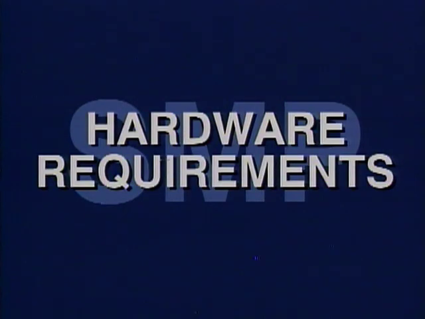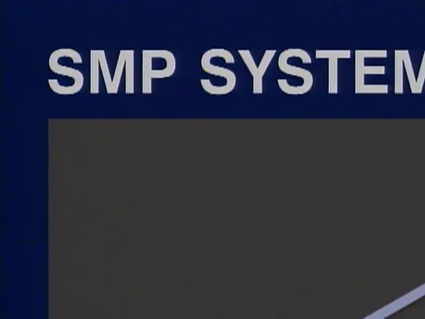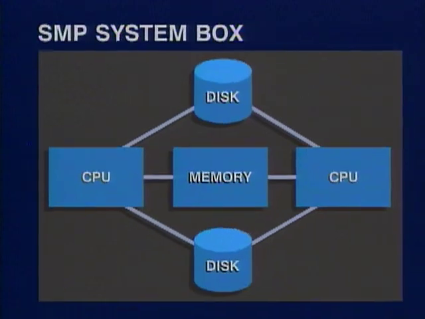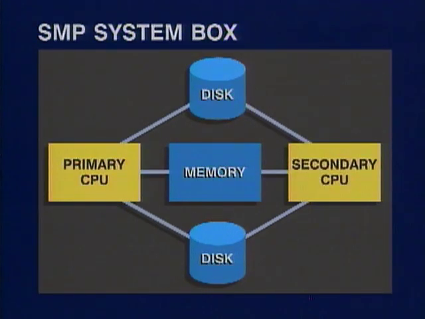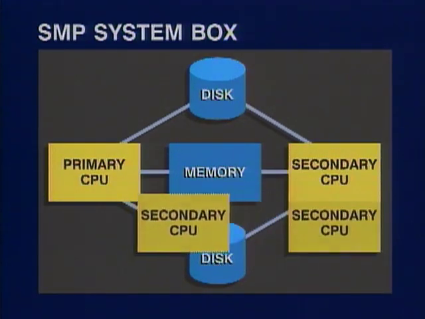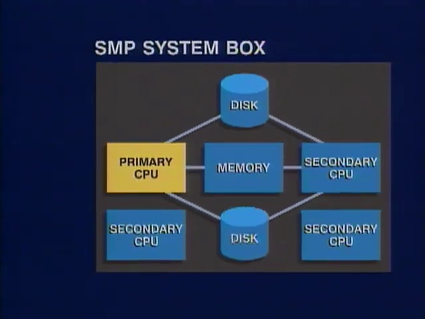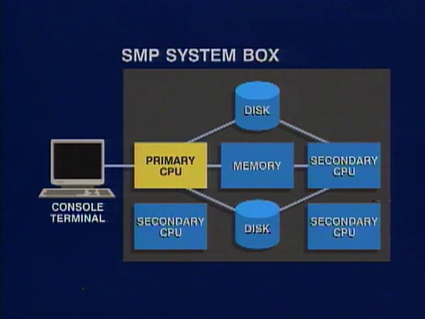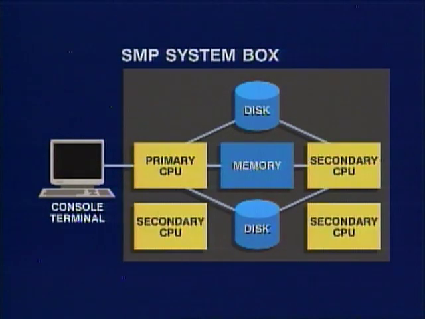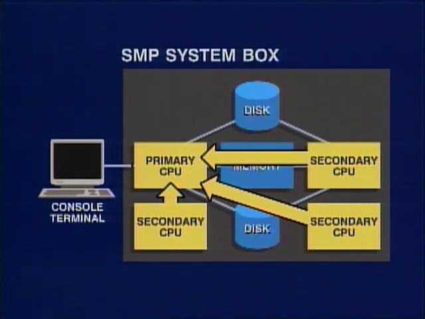For SMP to work effectively, certain hardware requirements have to be implemented by the system. In this lesson, we will discuss these requirements. SMP architecture requires one primary and one or more secondary processors. The primary processor is the only processor that is allowed to access the console terminal directly. Secondary processors communicate with the console terminal by using the primary processor as an intermediary.